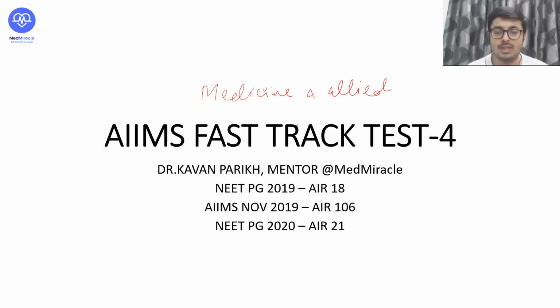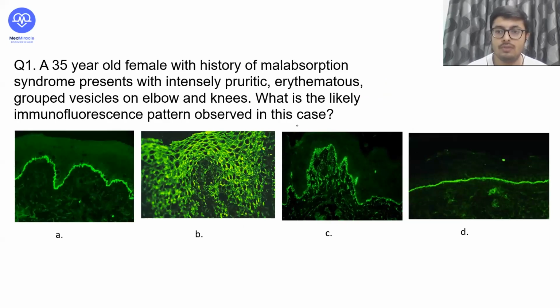So, without wasting time, let us discuss the different questions which were there in the test today and how to approach them. Right? So, this was the first question. A 35-year-old female with the history of malabsorption syndrome presents with intensely pruritic erythematous grouped vesicles on the elbow and the knees. What is the likely immunofluorescence pattern observed in this case?